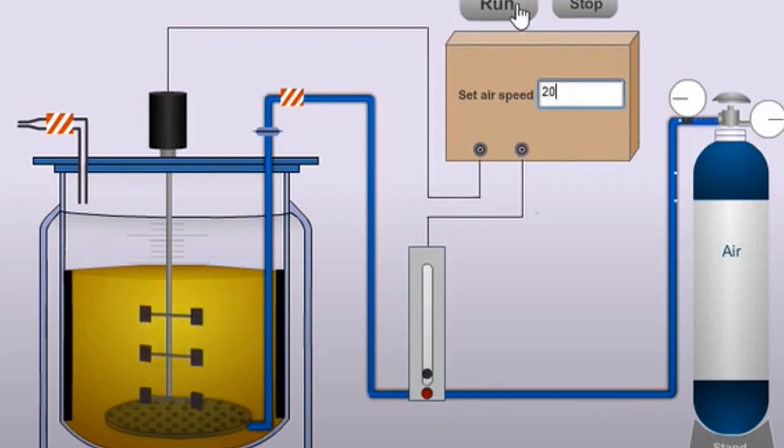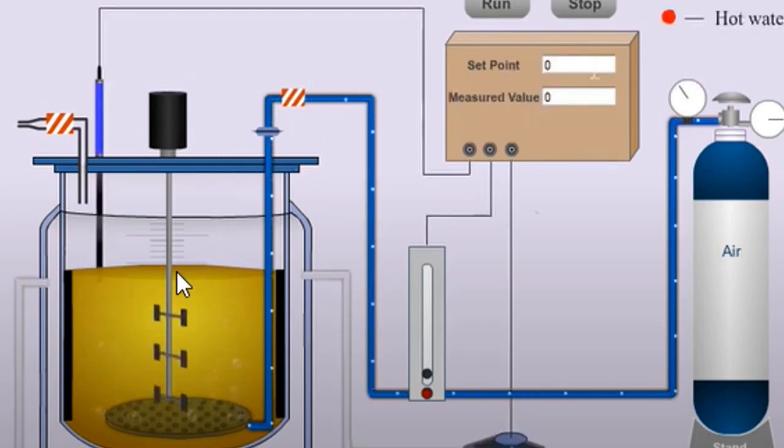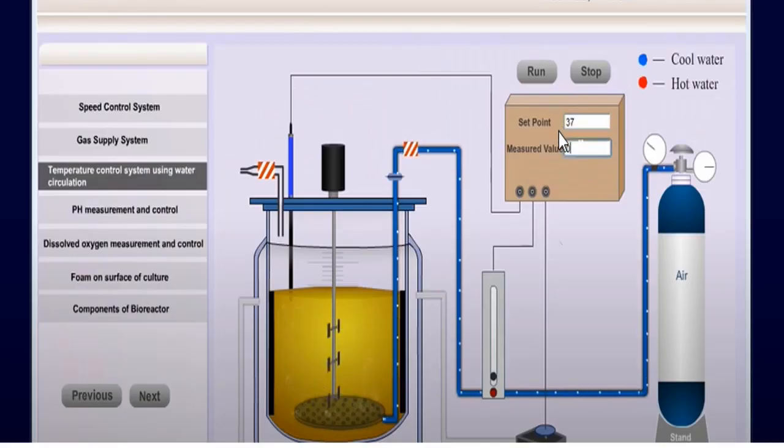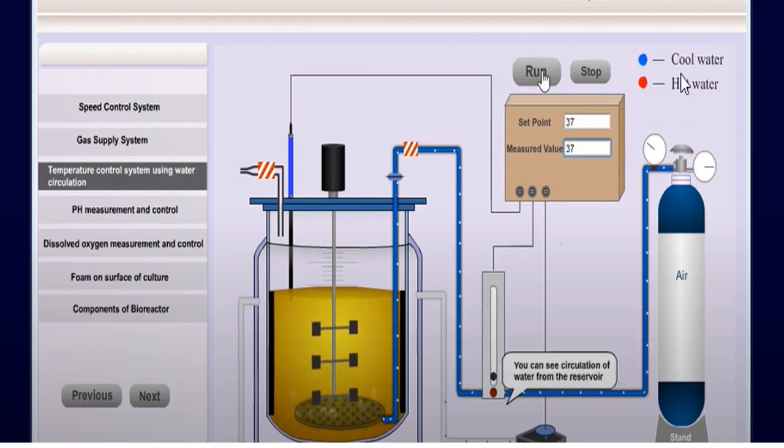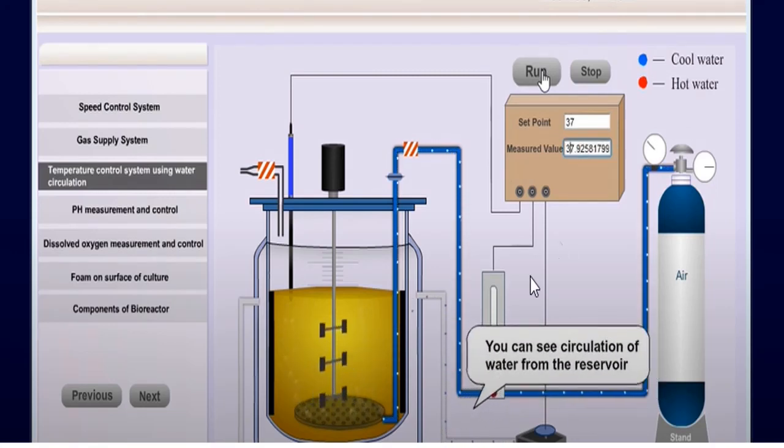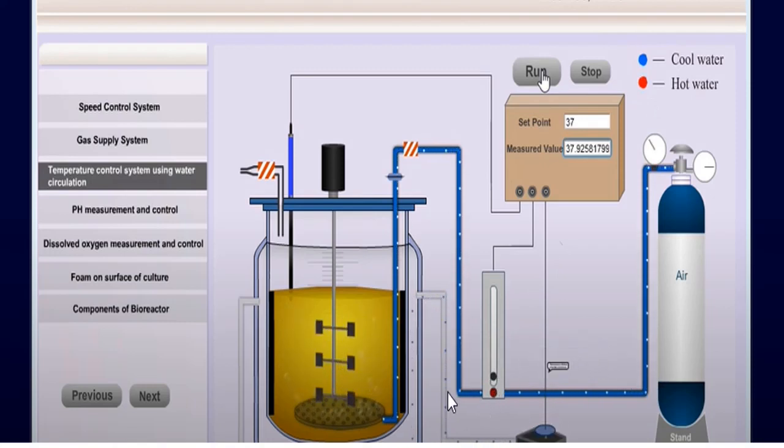The process that has been modeled can be simulated using suitable software in order to estimate the optimum process conditions, such as the speed control system, gas supply system, temperature control, pH, dissolved oxygen, foam and various components of the bioreactor. Here we are seeing that the flow rate of air can be adjusted and we can estimate the process parameters. The temperature inside a reactor can be adjusted by giving proper hot water and cool water supply, and we can observe the circulation of water from the reservoir.